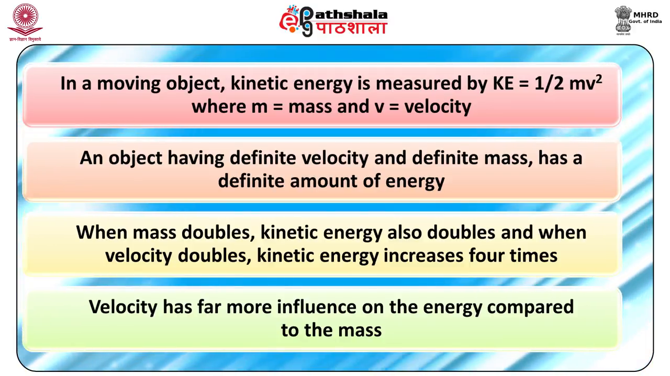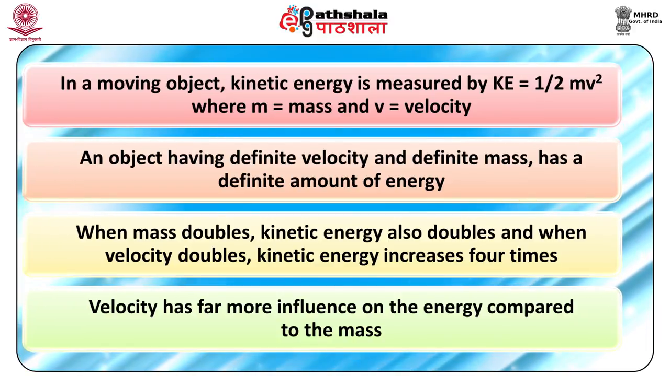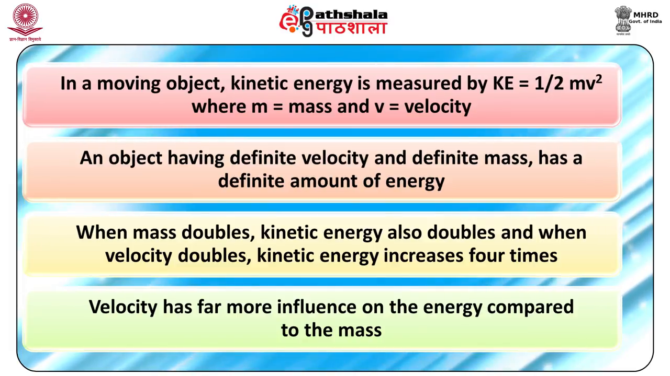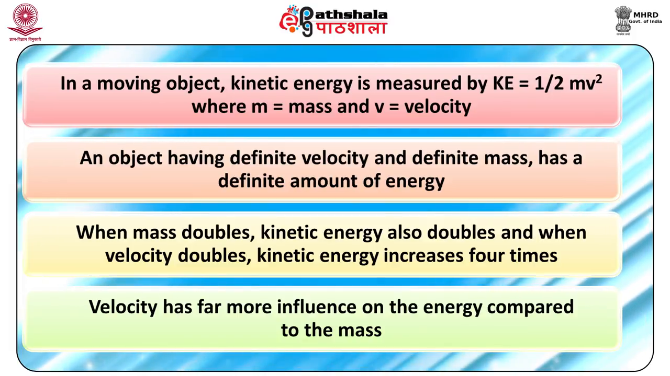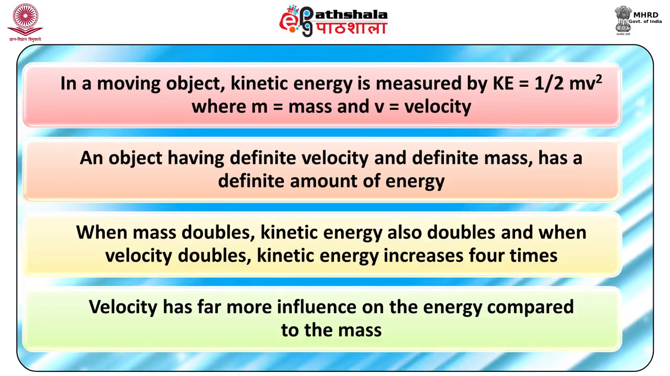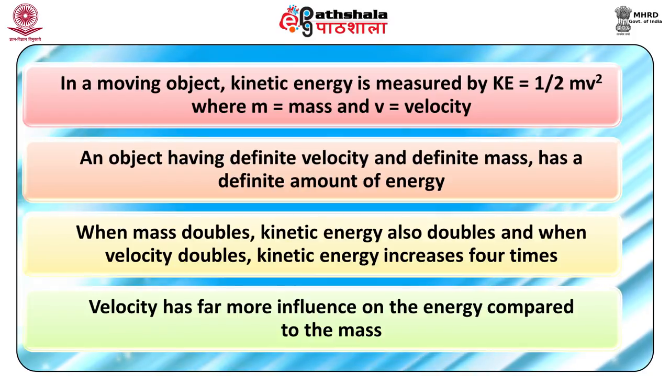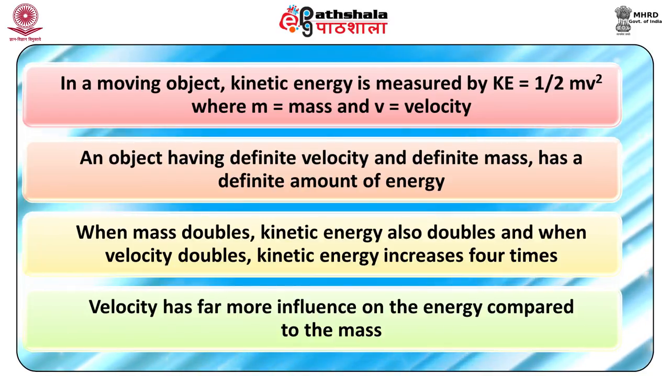As we know from basic science, in a moving object, kinetic energy is measured by half mv square, where m is the mass and v is the velocity. So an object having definite velocity and definite mass has a definite amount of energy. When the mass doubles, kinetic energy also doubles. But when the velocity doubles, kinetic energy increases four times because it is squared. Thus velocity has far more influence on the energy as compared to the mass.